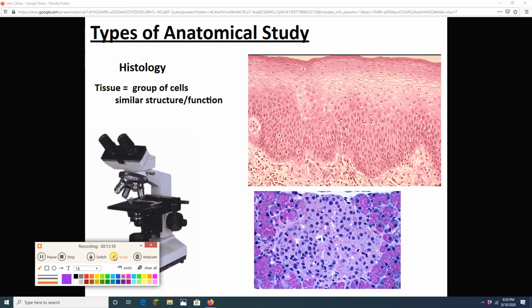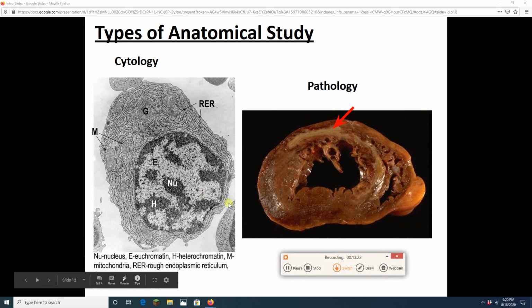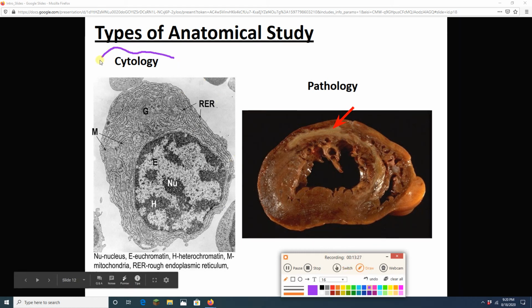All right. What else? We could get even smaller and look at individual cells. If we're looking at individual cells, then we are in the realm of cytology. We're probably using an electron microscope to do cytology. And again, structure is going to match function. The contents of these cells are going to dictate what the cells do.